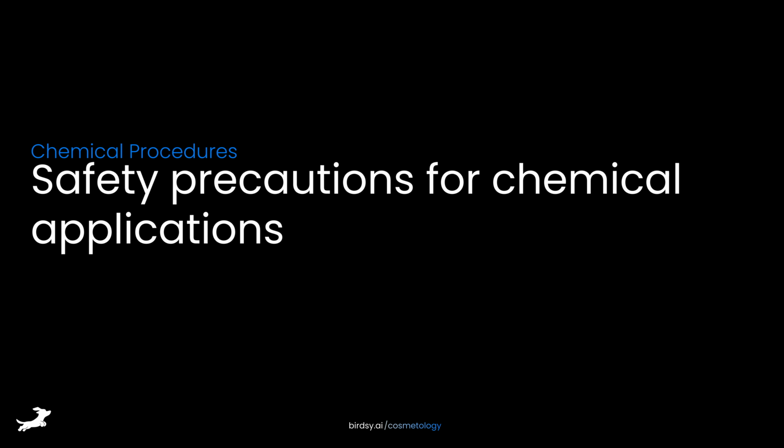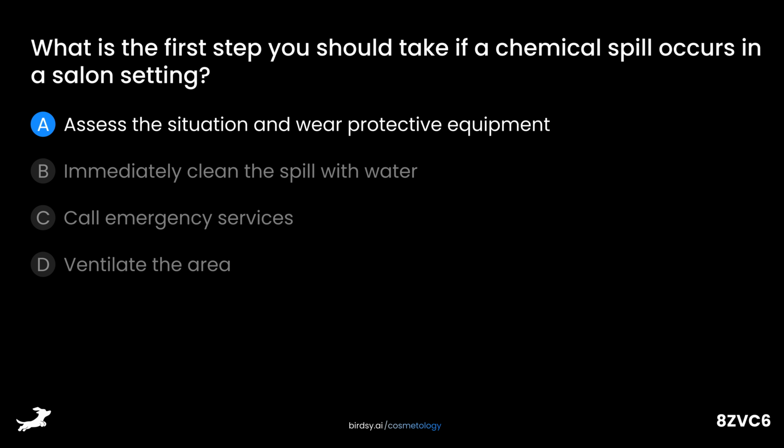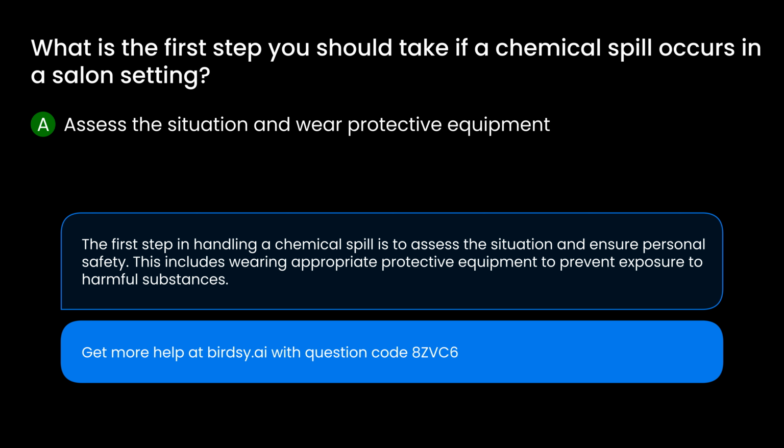Safety precautions for chemical applications. What is the first step you should take if a chemical spill occurs in a salon setting? Is it A, assess the situation and wear protective equipment, B, immediately clean the spill with water, C, call emergency services, or D, ventilate the area? The answer is A, assess the situation and wear protective equipment. The first step in handling a chemical spill is to assess the situation and ensure personal safety. This includes wearing appropriate protective equipment to prevent exposure to harmful substances.